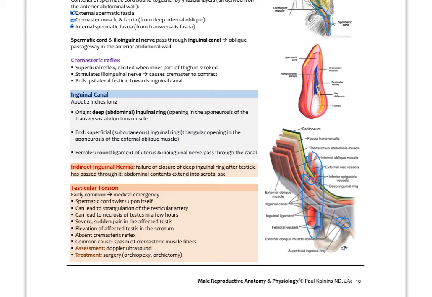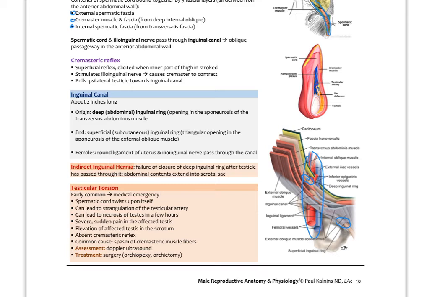So the inguinal canal, which contains, again, the spermatic cord and the ilioinguinal nerve, are going to pass through the structure here. In females, the round ligament of the uterus and the ilioinguinal nerve as well pass through the canal. But of course, it's not going to protrude through the abdominal canal. It's going to be carried within the abdominal cavity.